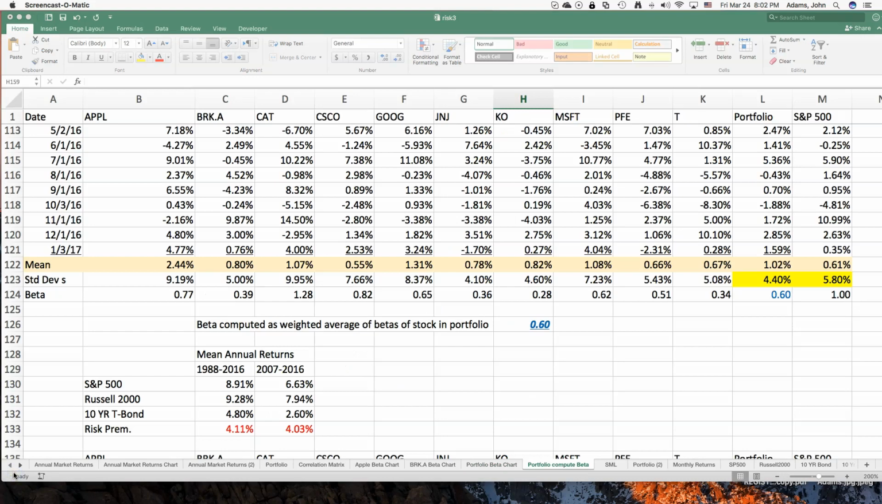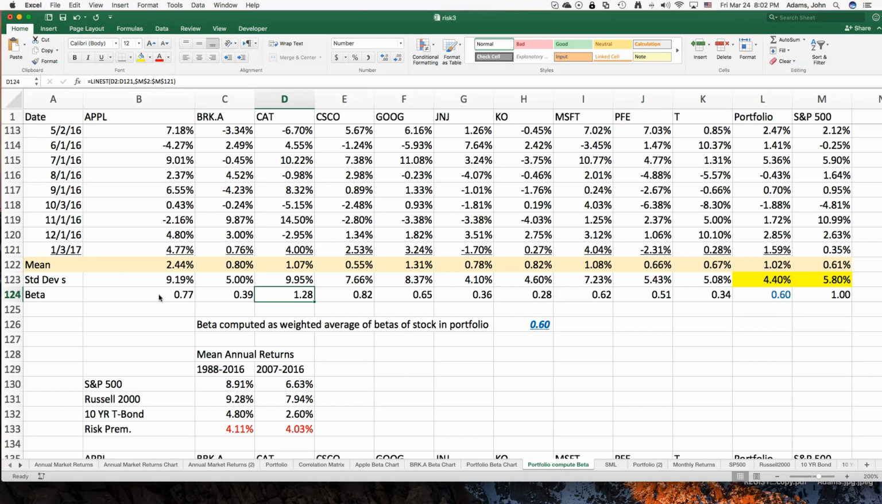So from the scatter plot, we saw that our portfolio had a beta of 0.6. We can also calculate the beta for each one of our stocks. So again, we saw beta for Apple was 0.77, just dropping this to 2 decimal places here. Berkshire Hathaway was 0.39. And again, I strongly urge you to open up the Excel spreadsheet, see how these values are computed, and we see Caterpillar has a beta of 1.28.